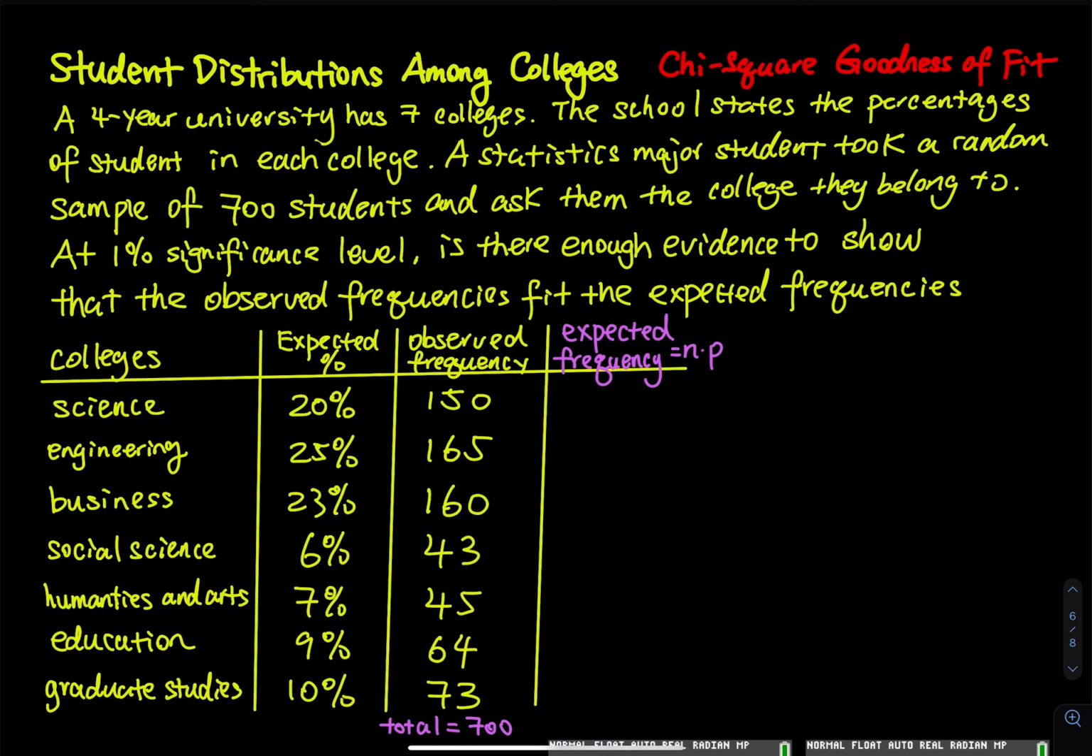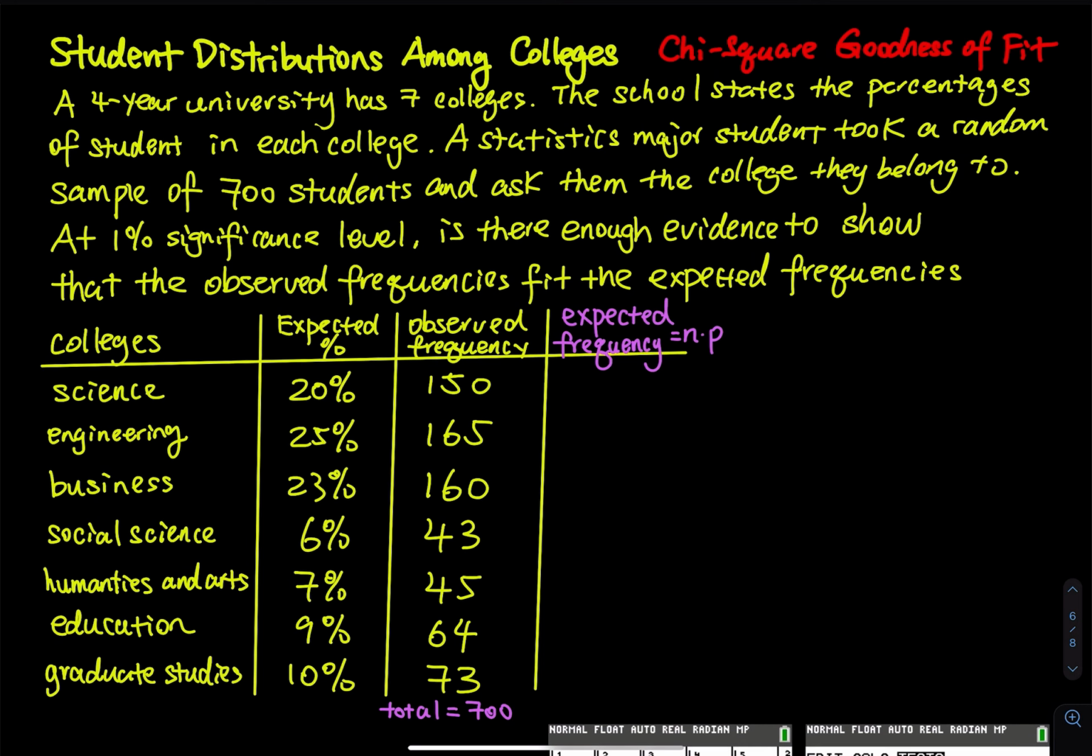The question is which college you belong to, and then you collect 150 science, 165 engineering, 160 business, and so on and so forth. So this is the observed frequency. You run an experiment, you ask people one question, what college do you belong to, and then you collect answers. So this is the observed frequency, meaning the data that you collected. And then the expected frequency is based on what they announced.